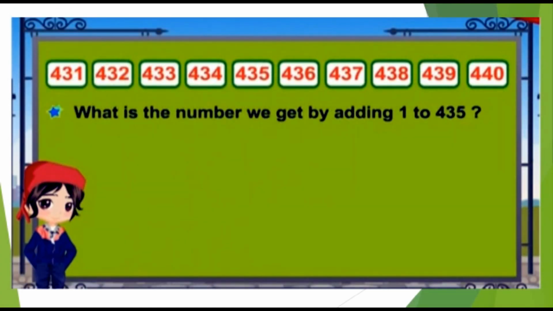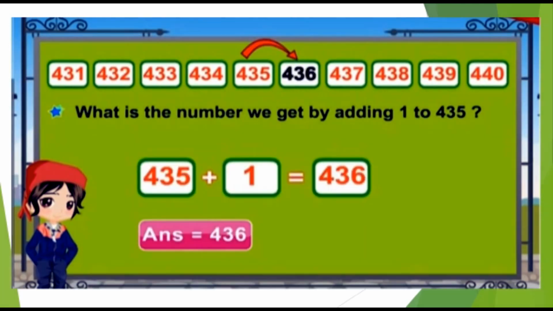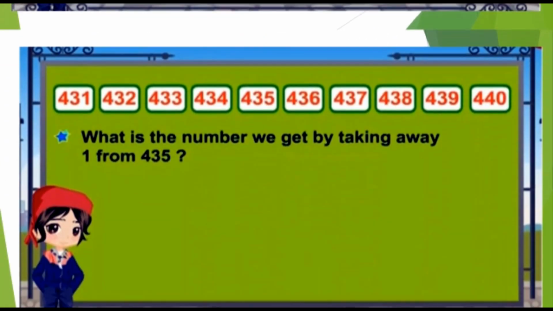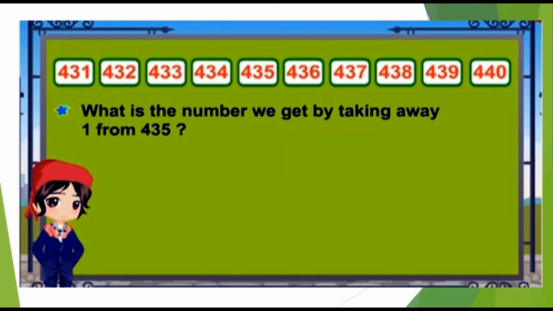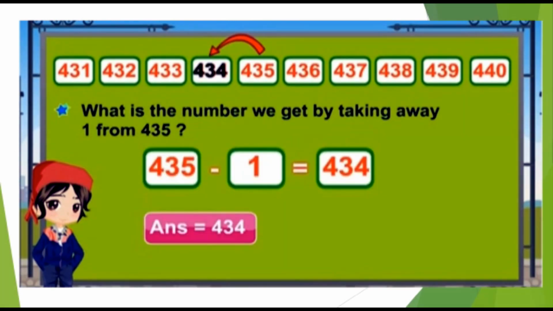What is the number we get by adding 1 to 435? You are right. The number is 436. What is the number we get by taking away 1 from 435? That's correct, children. The number is 434.